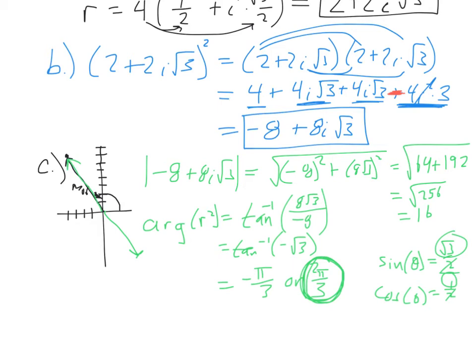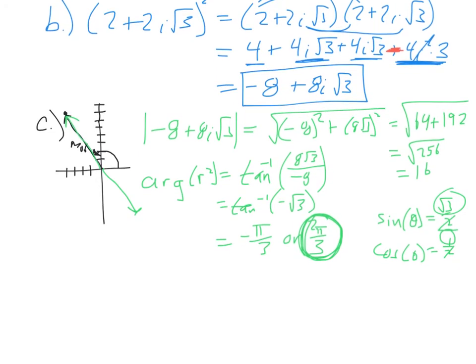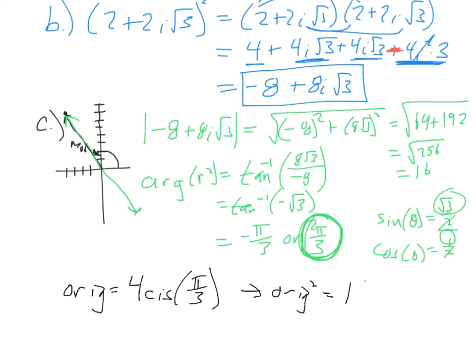And the last thing we were asked to do in this problem was to rewrite this in polar form, right? So our original complex number in polar form was 4 cis pi over 3, and then when I squared it, it became 16 cis 2 pi over 3.